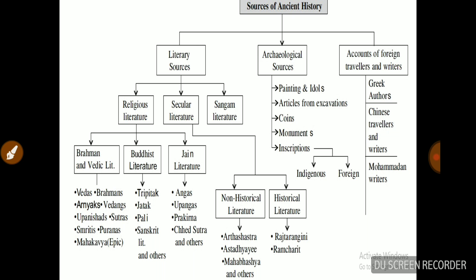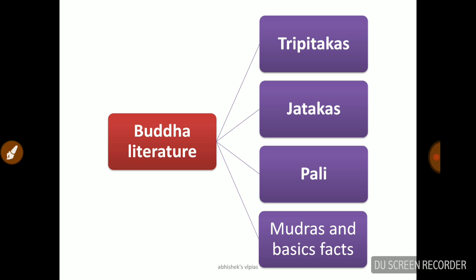In this session, we are talking about the next block of religious literature, that is the Buddhist. When we deal with Buddhist literature, we will focus on the Tripitakas, Jatakas, Pali, Sanskrit literatures and others. So let us start with the topic. In Buddhist literature, we have to learn about the Tripitakas, Jataka Kathakal, the Pali language and its importance, and some mudras and basic facts. Mudras are the representation of the arms and fingers by the Buddha. Those points we are discussing in this session and the coming sessions.